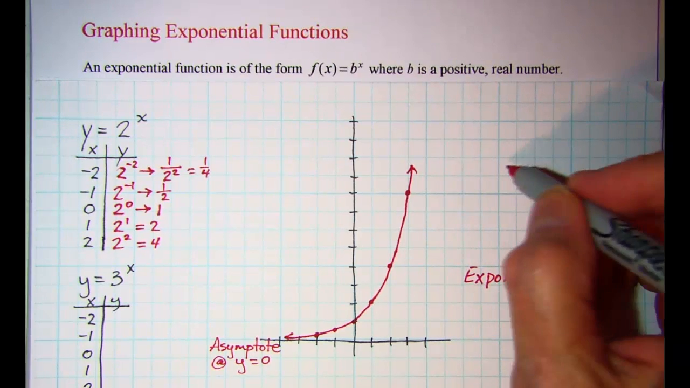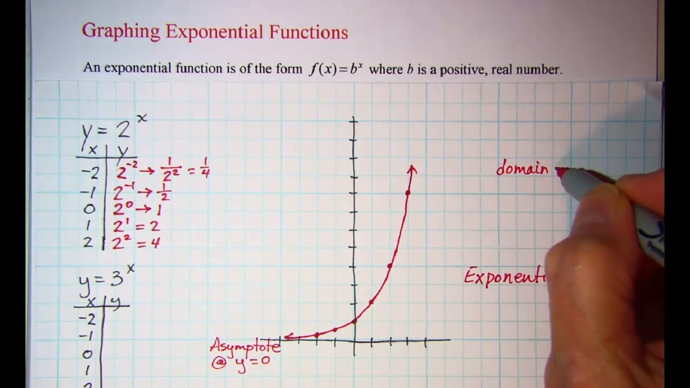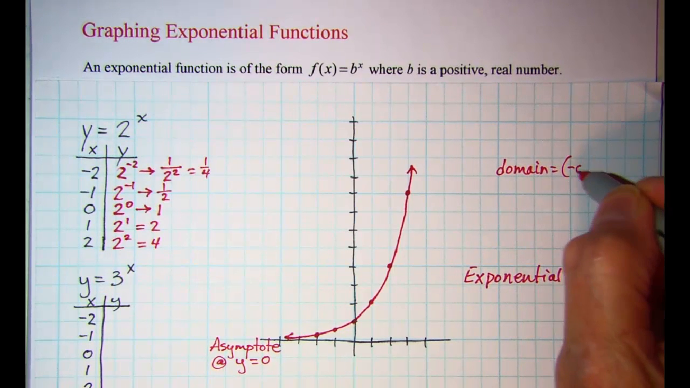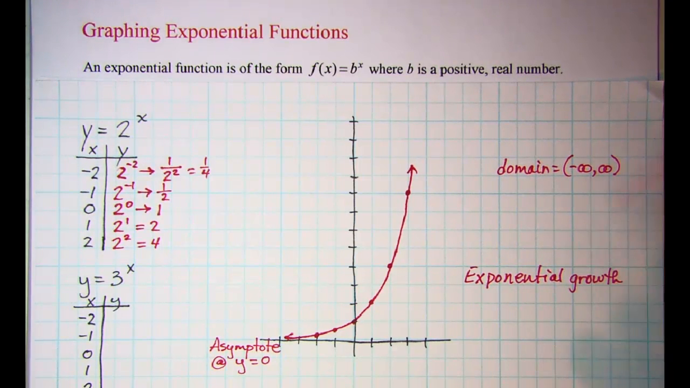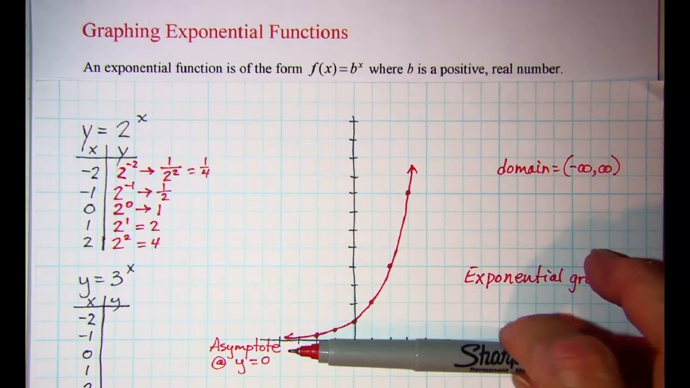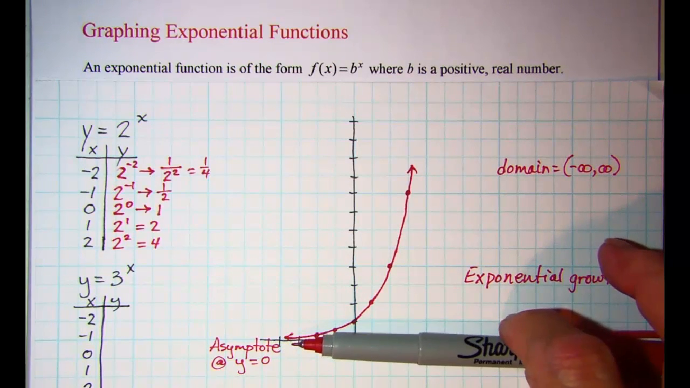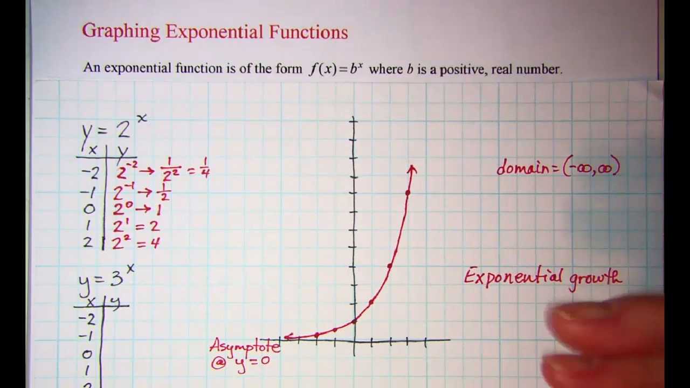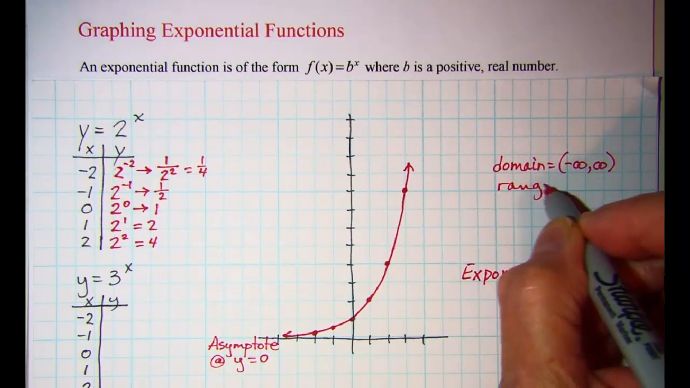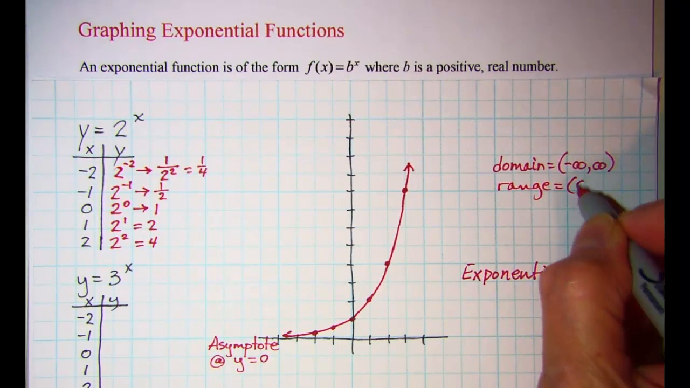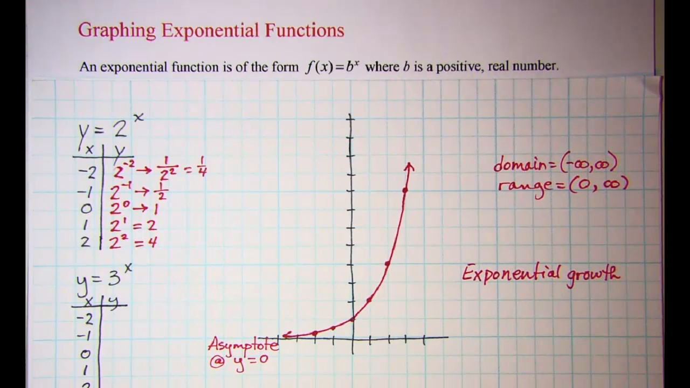Our domain is not restricted, so all real numbers. And our range, we can see that we start at 0, but we don't include the 0, and we go on up to positive infinity. So our range does not include the 0, and then goes up to positive infinity.